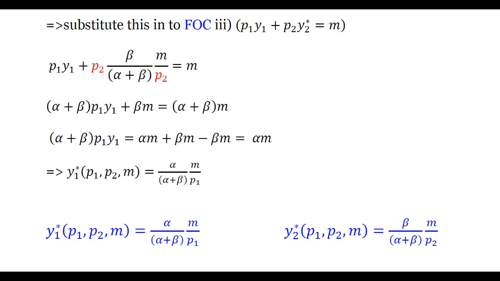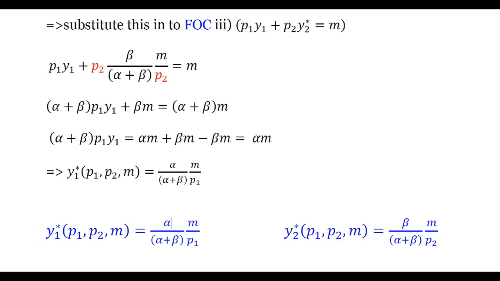And we see directly that P2 cancels out, and then we multiply through with alpha plus beta. So we'll have alpha plus beta times P1 y1 plus beta m is equal to alpha plus beta m. So alpha plus beta P1 y1 is equal to alpha m plus beta m minus beta m, and then of course alpha m. And then we solve it for y1. And we then get y1 star, the demand function, as a function of P1, P2, and m, will become alpha divided by alpha plus beta times the income divided by the price of good 1.